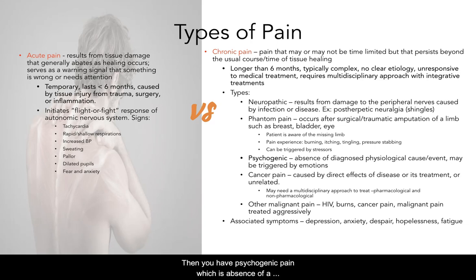Then you have psychogenic pain, which is absence of a diagnosed physiological cause, because there's no diagnosed cause for the pain, but is triggered by emotions. Then we have cancer pain, caused by direct effects of the disease, for example, the cancer, or its treatment, or it's unrelated. It's just always there. It's chronic pain. Then other malignant pain, HIV, burns, cancer pain, other malignant pain requiring aggressive treatment.